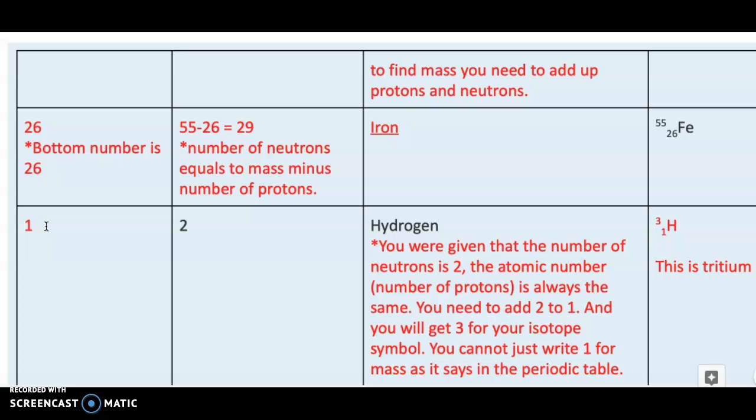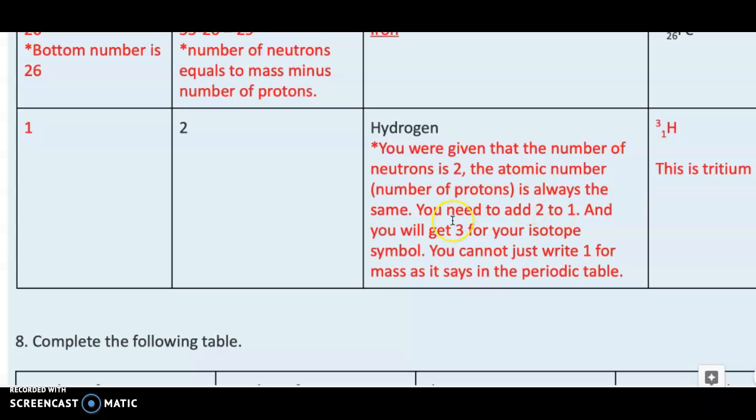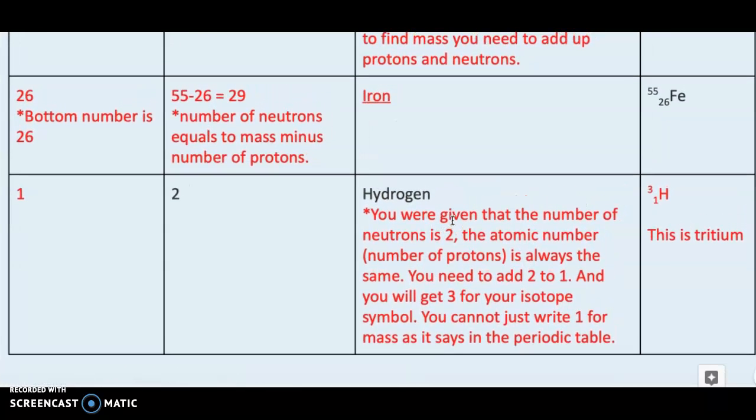How do you find the final mass? You add your protons and neutrons. And this is your final mass. It has atomic mass of 3, which is weird because in your periodic table, it should be 1. But this is one of those examples when I told you that you cannot just copy the mass that you were given in a periodic table. You have to find it out if you were not given it.